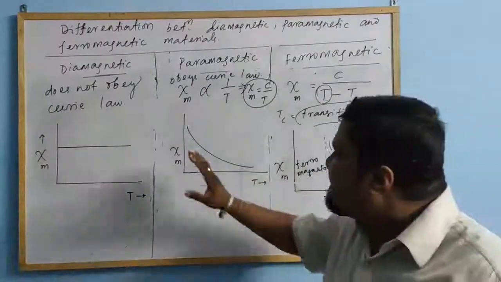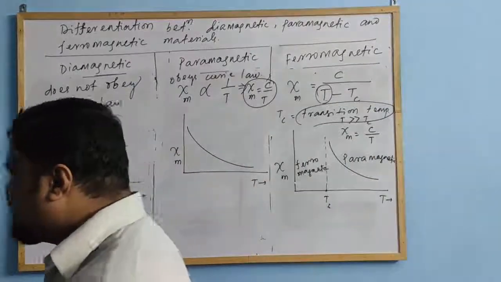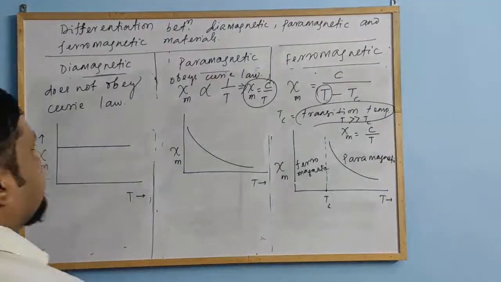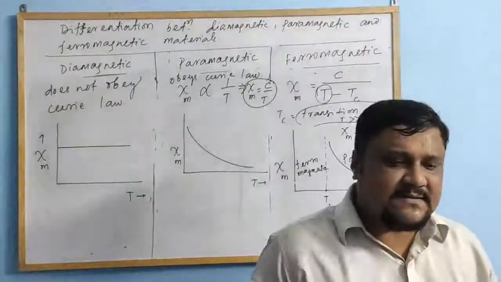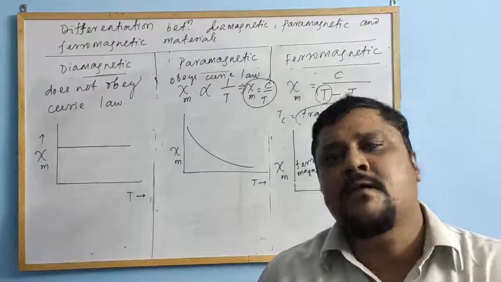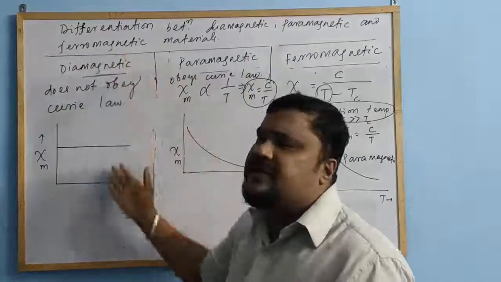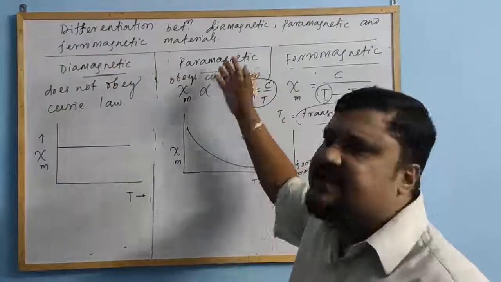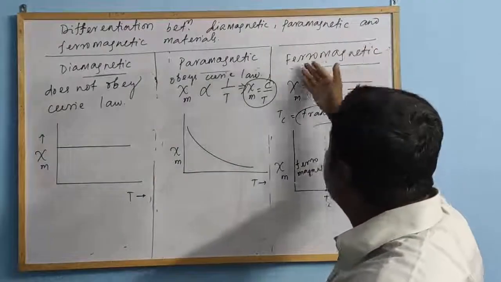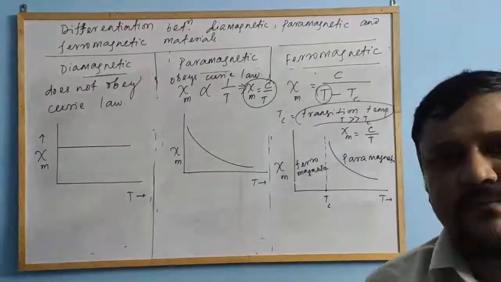With this differentiation, you should remember 5 to 7 points from each side. Then you can differentiate between dia, para and ferromagnetic materials, which is generally a 3-mark question. Or if you are asked to write the properties of diamagnetic material, you write 8 to 10 properties. Write the properties of paramagnetic. Write the properties of ferromagnetic. You can write what is asked according to the exam question.